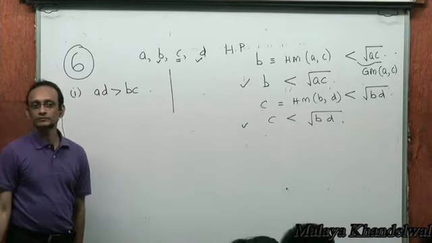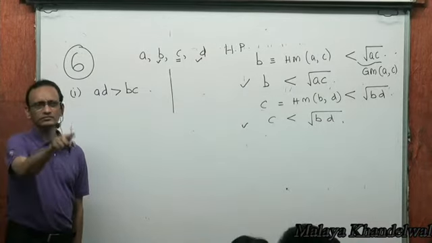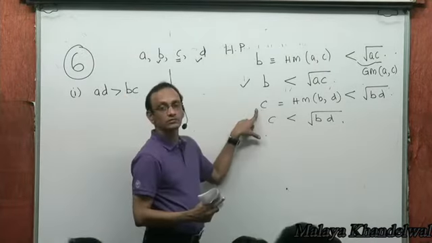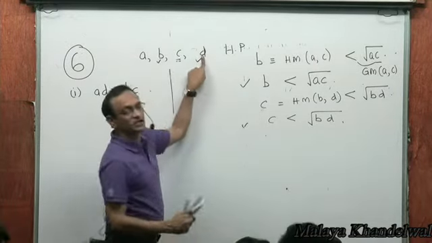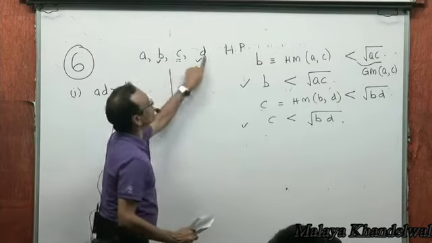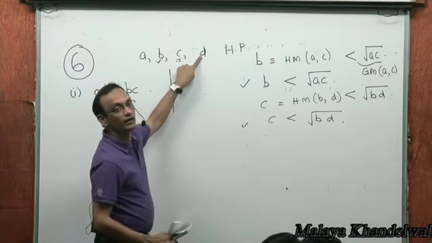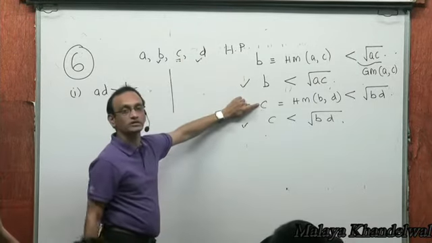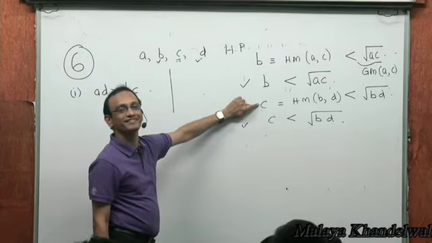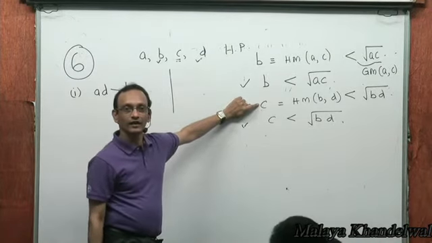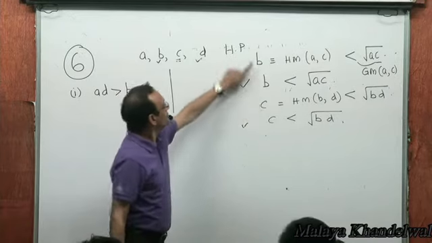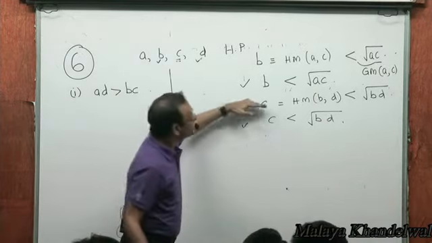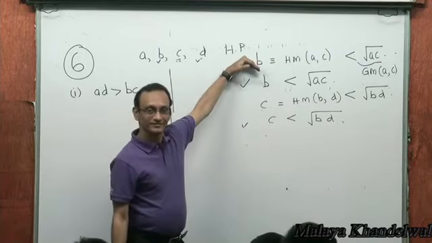Where are you lost? Here: B, C, D are in HP. So C must be the harmonic mean between B and D. If you understood the previous step, why could you not understand this? No, but this is the same as that. Don't say second last, say first step. Right?